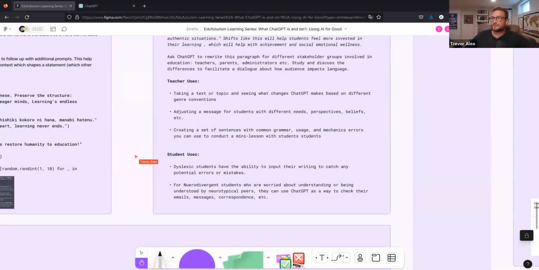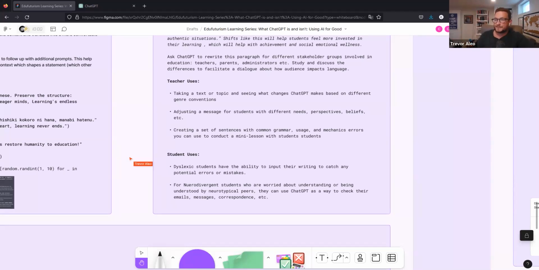You can also adjust messages for students with different needs, perspectives, beliefs, etc. If you have something you are exploring in class that might be ideologically or politically sensitive, and you're trying to figure out how to phrase it for a variety of learners, maybe a classroom with a different set of students, how can you rephrase or reframe what you are saying using ChatGPT as a thought partner?